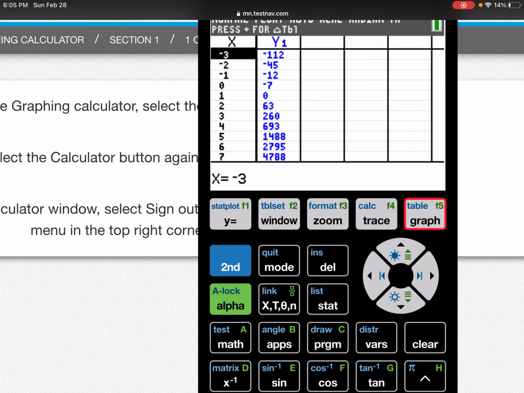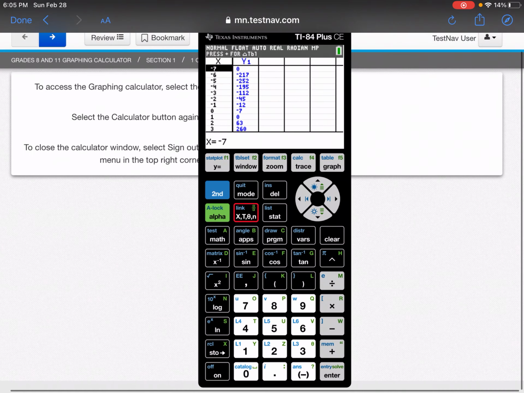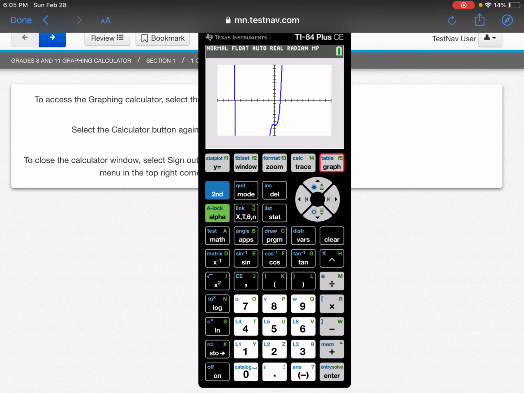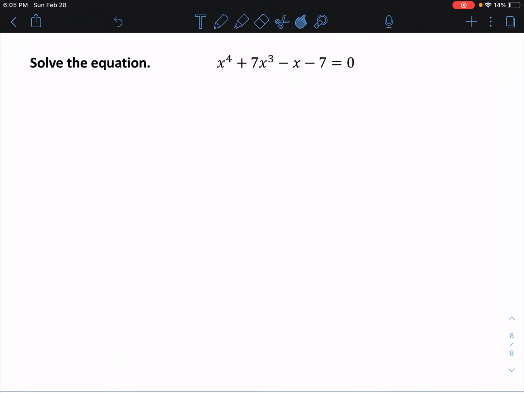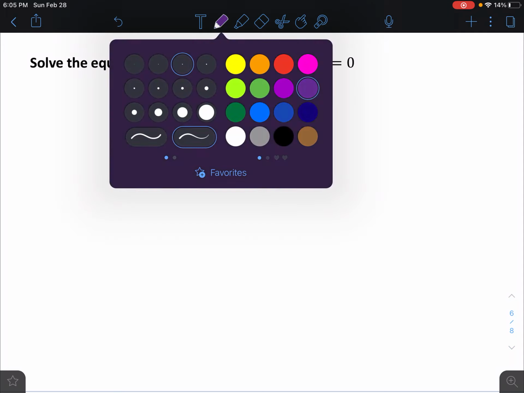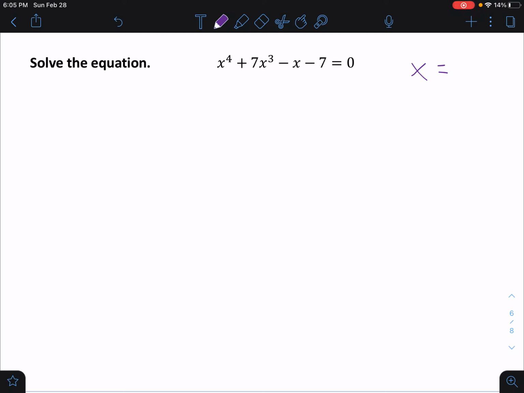I want to look at my table. 1 for sure is 0. Now I want to go up here to -7. Yep, y is 0. So -7 and 1 indeed are my roots. Okay, so now I know a couple roots. I'm just going to write those. X equals -7, x equals 1.